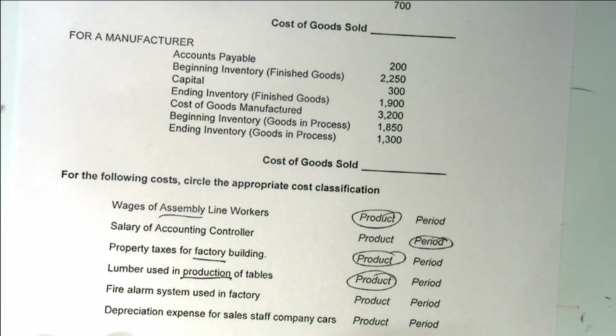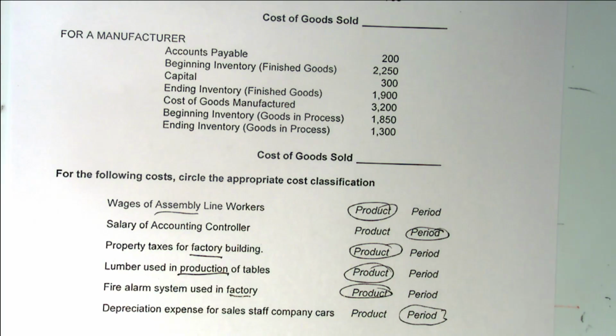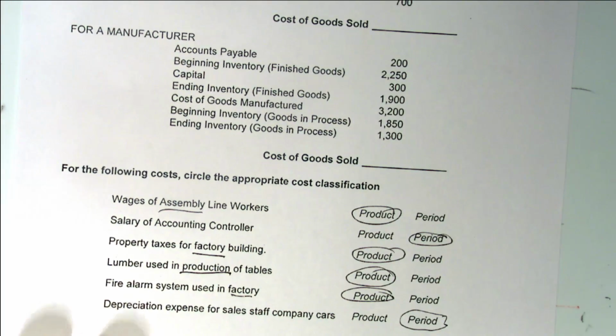Fire alarm system used in factory? Product. Depreciation expense for sales staff company cars? Period. Okay? All right, how'd you all do on that? Grand. Excellent. Okay, let's take a look at the homework that I gave you.